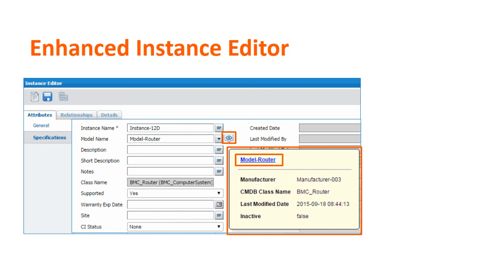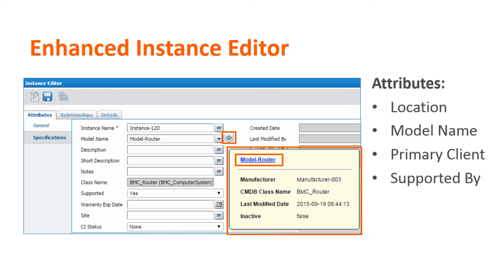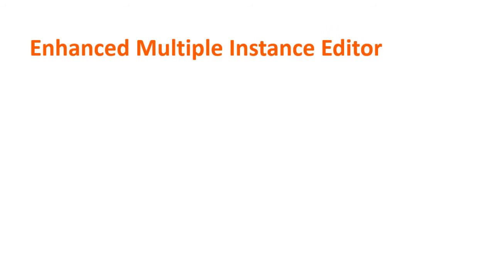This enhanced navigation has been added to the location, model name, primary client, and supported by attributes. Enhanced navigation to related objects improves usability and empowers users to quickly see more relationships. For example, all instances associated to a location, model, and contact.